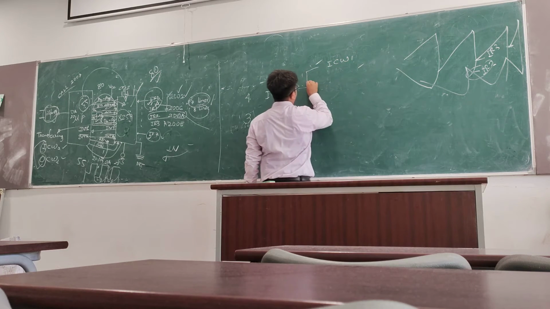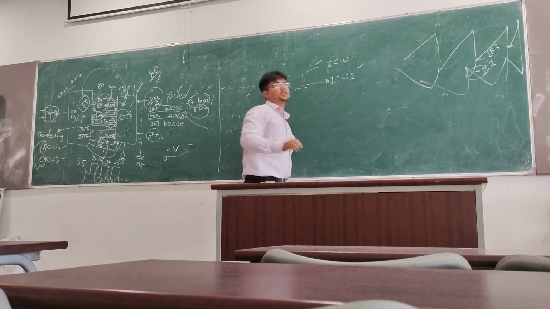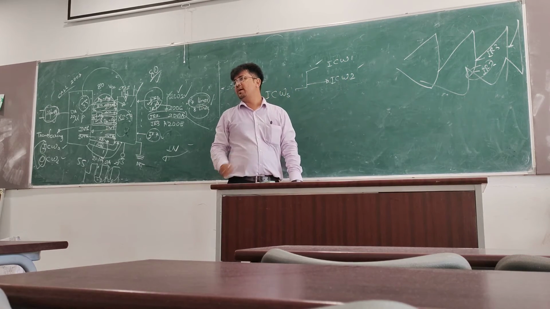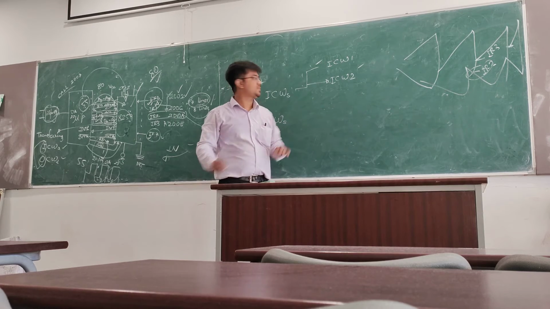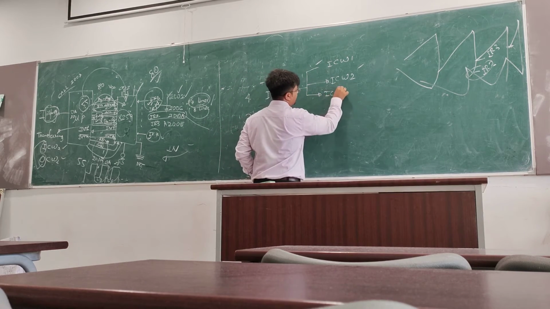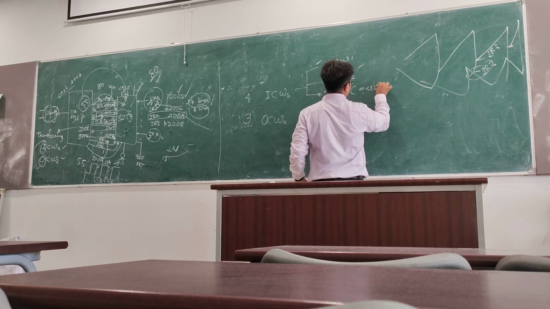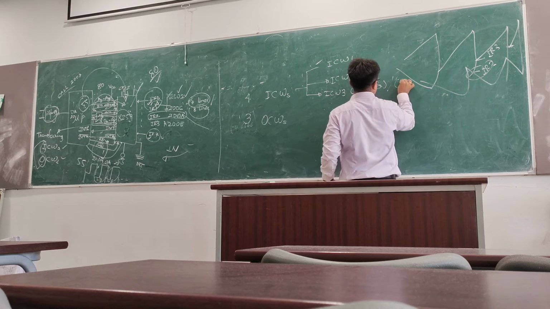ICW1, ICW2, these are compulsory. These are compulsory. ICW3 will be different for master and will be different for slave.